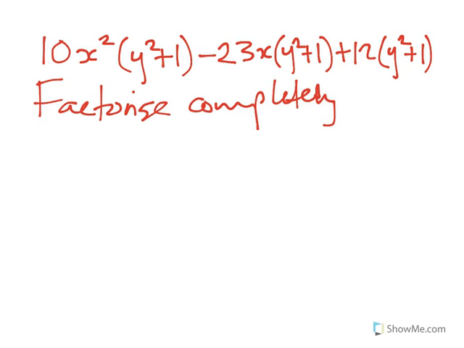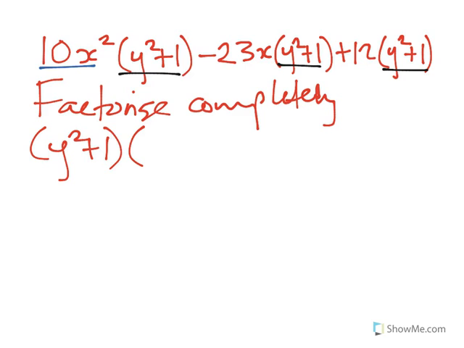Now, if you check on this particular question, you can see that y squared plus 1 is repeating throughout. So we can take that as a common factor, take it outside. What you're going to remain with inside is this and that, which is 10x squared minus 23x plus 12.